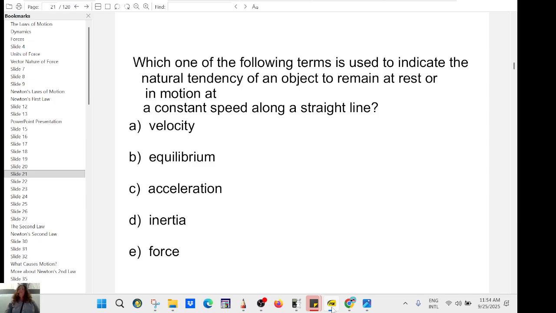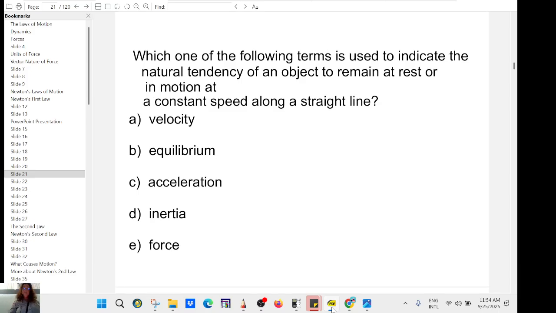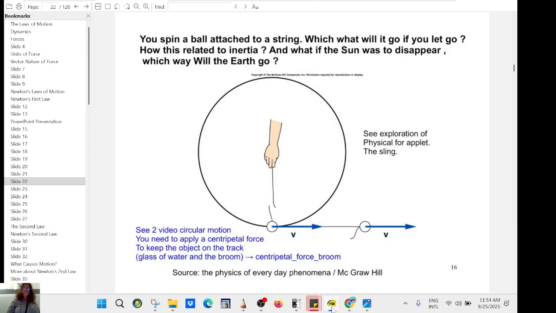Okay, so which one is the natural tendency for an object to remain at rest or in motion at a constant speed along a straight line? Inertia, very good, right? We all have inertia, by the way. Most of you, when you come here, always sit at the same seat, right? Because you want to save energy. It's too much thinking: oh, should I sit here? This guy I don't like, or this girl I don't like. Oh, no, too much work. So this is called inertia.